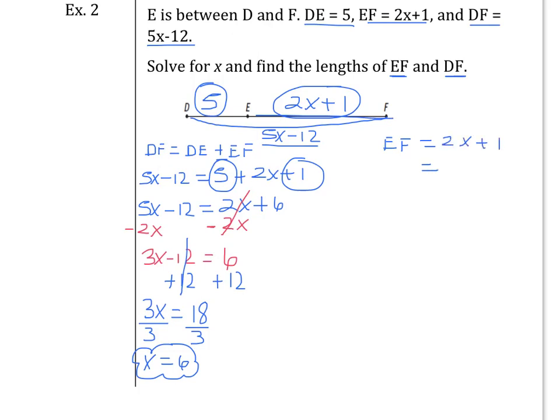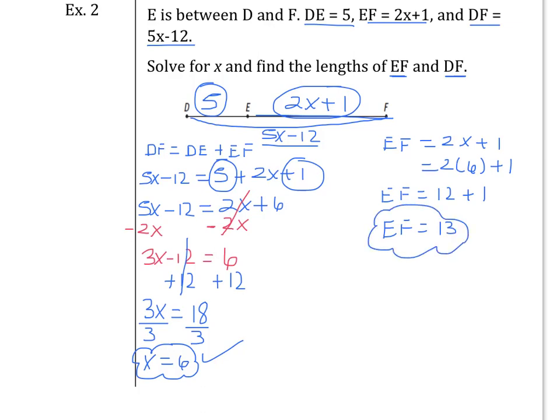And as we know, x is 6, so that means 2 times 6 plus 1. So EF is equal to 2 times 6, that's 12, plus 1. So in the end we find that the length of EF is 13. Okay, so that's the length of EF.